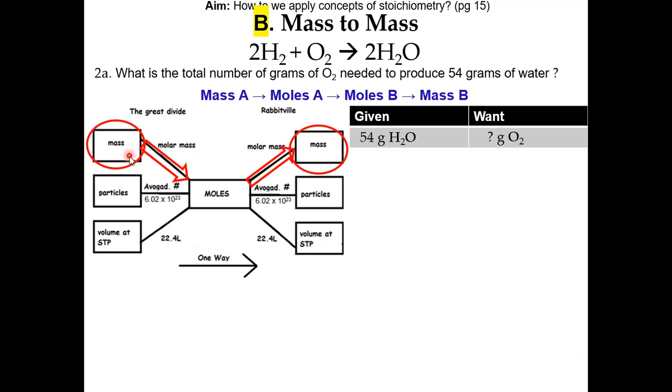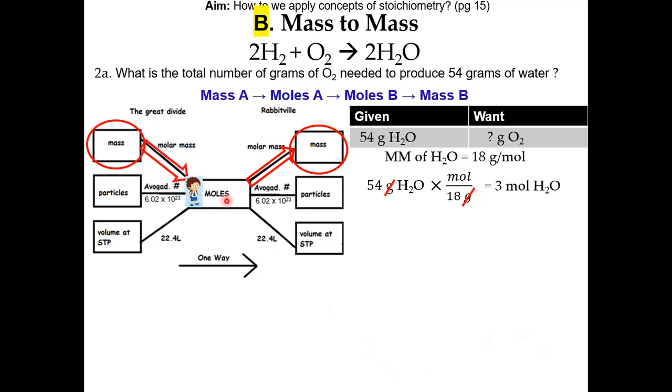So diagram 2 shows the pathway of the calculation. If you recall, there's 2 imaginary cities in diagram 2, the Great Divide and Rabbittville. You do division in the Great Divide and multiplication in Rabbittville. So you always start off in the Great Divide city and your goal is to move to Rabbittville. So since we start at mass, we're going to divide by the molar mass to get moles. The molar mass of water is 18. So to get the moles of water, we do 54 divided by 18, and that should give us 3 moles of water.